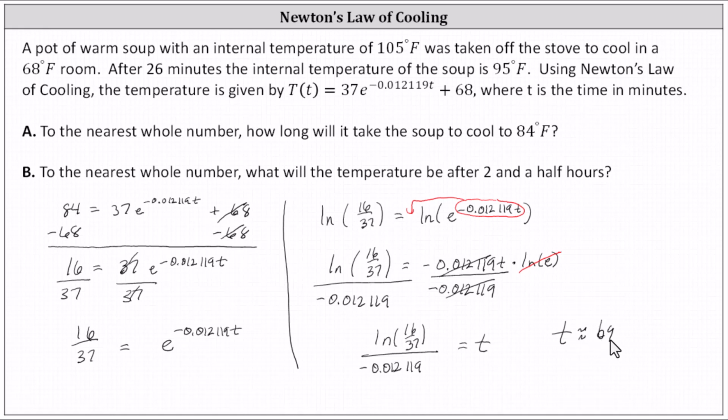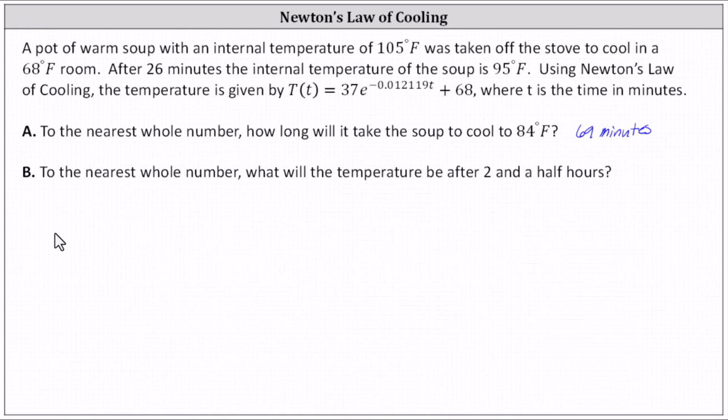So for part A, how long will it take for the soup to cool to 84 degrees? The answer is approximately 69 minutes. Part B, to the nearest whole number, what will the temperature be after 2.5 hours? We need to be careful here because for our function T(t), t is time in minutes, not hours. We know there are 60 minutes in an hour, and therefore 2 hours is 120 minutes. And because the time here is 2.5 hours, we want to use t equals 120 plus 30, or 150.